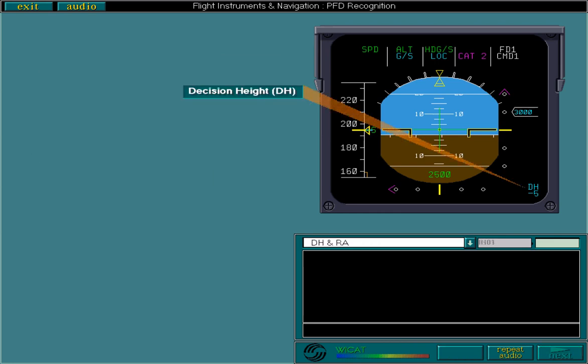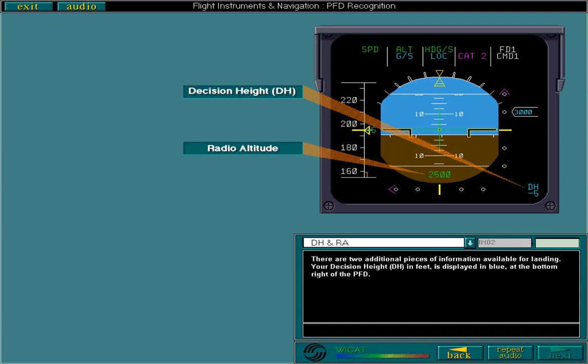There are two additional pieces of information available for landing. Your decision height, DH in feet, is displayed in blue at the bottom right of the PFD. The radio altitude, RA, will automatically be displayed at the bottom of the ADI when RA is 2,500 feet or less. We will look at RA and DH in the lessons about landing.